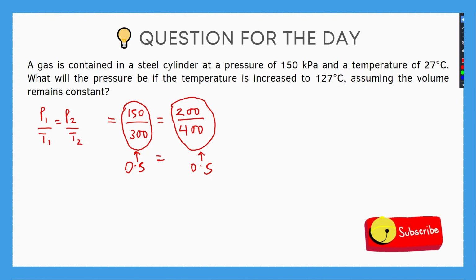So our question says, what will be the pressure if the temperature is increased to 127 degrees Celsius, and we've calculated the pressure to be 200 kilopascals. That shows that our answer is correct. I hope you saw how every step was carried out.